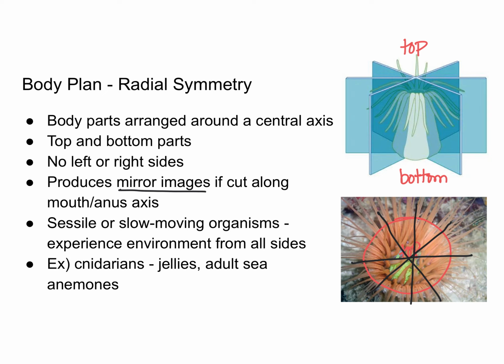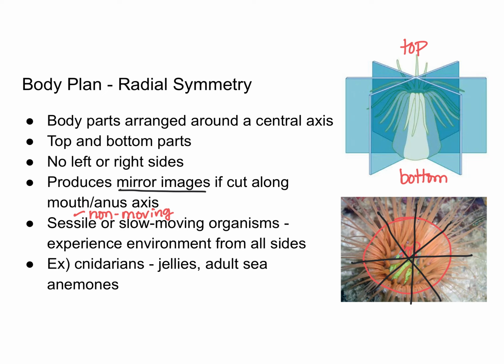We most often find this radial symmetry in sessile organisms. Sessile just means non-moving, or slow-moving organisms. This allows the organism to experience the environment from all sides. That's because these are organisms that generally can't run towards prey, and they can't run away from a predator, at least not quickly. So this does allow them to potentially move around, but they're doing it very slowly, depending on what's going on in the environment around them.